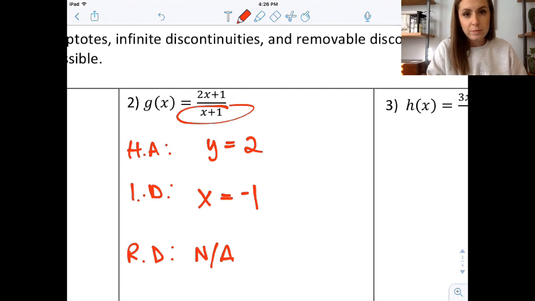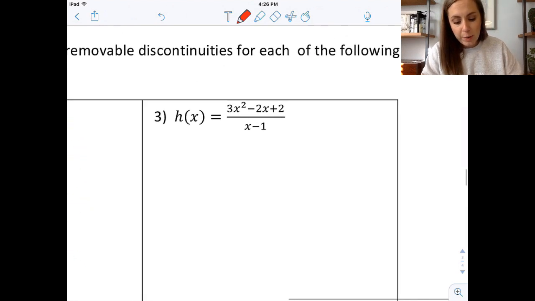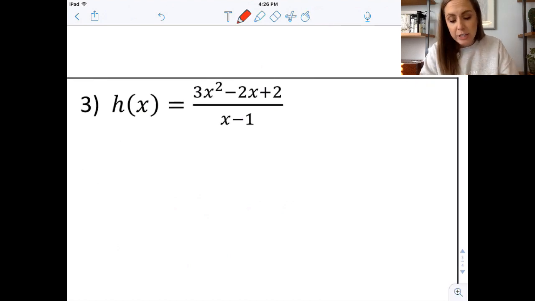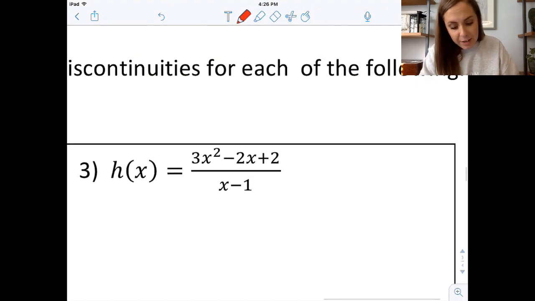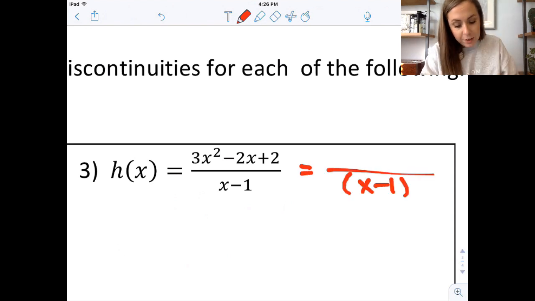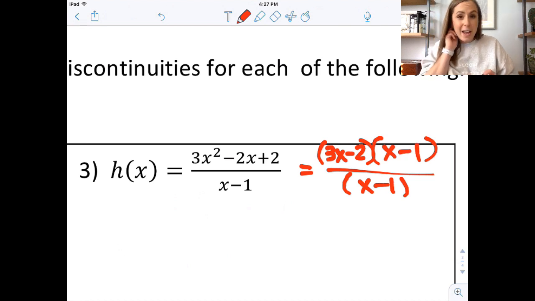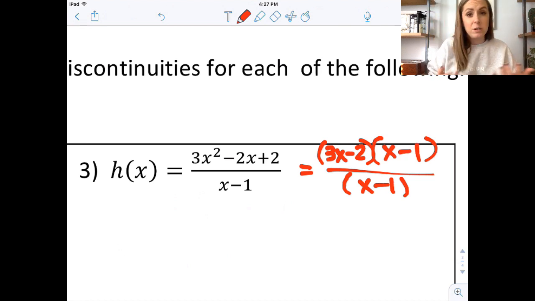Let's do one more where we might have a removable discontinuity because if I look at this, I actually see that this is factorable. So I'm going to factor this. So this is x minus 1 in the denominator. In the numerator, it's going to be 3x minus 2, x minus 1. Again, you could do AC factoring there. You could use guess and check, whatever works for you. But I do see that I have a factor that will cancel.